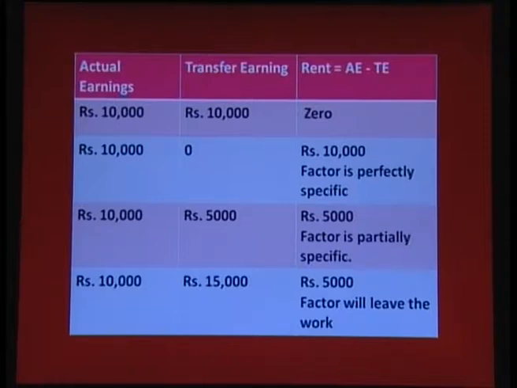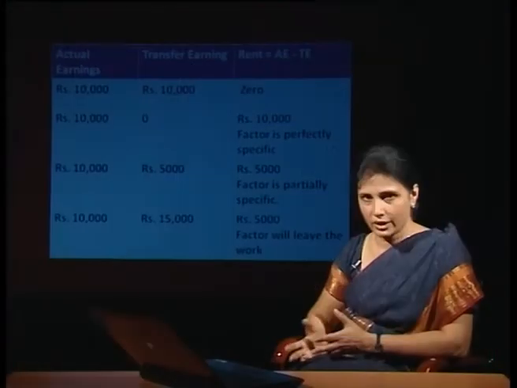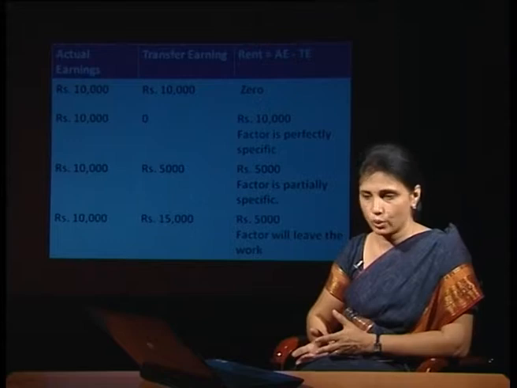Now, this table will give us an illustration of how economic rent arises. In the first column, actual earnings are given. In the second column, transfer earnings are given, and the third column shows us the economic rent. The first row shows that the actual earning accruing to the factor of production is rupees 10,000. With that, transfer earning is also 10,000. That means the factor of production is neither a perfectly specific nor a perfectly non-specific factor, because both actual earning and transfer earning are equal. In this particular case, there will be no economic rent.